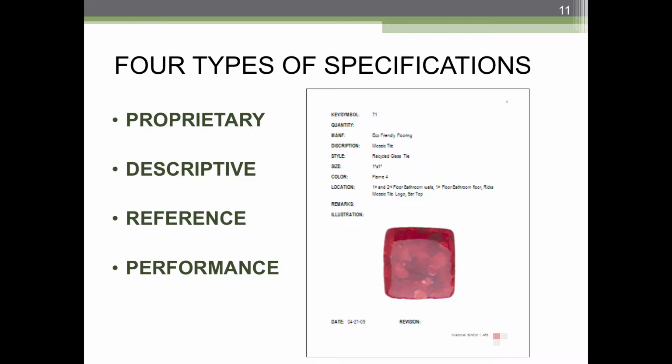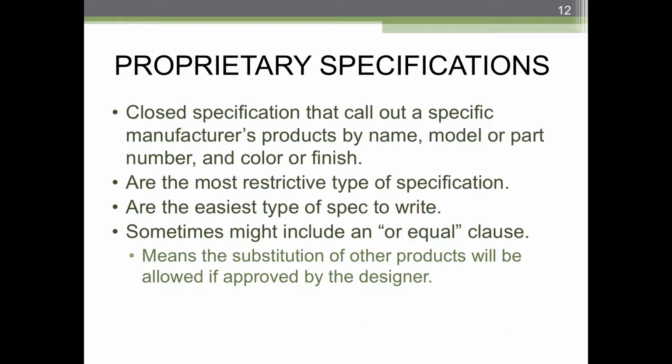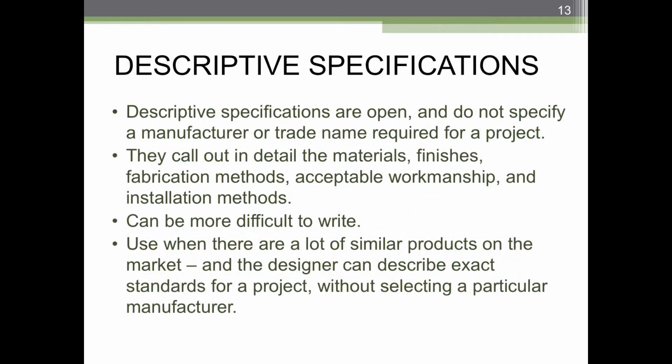Within these flavors there is more specificity. There are four different main types, and we'll take a look at each of those. Proprietary specifications are the ones that are basically closed. This is probably most common for non-public work. So you might be designing a dentist office or something like that. There is a specific product you want used.